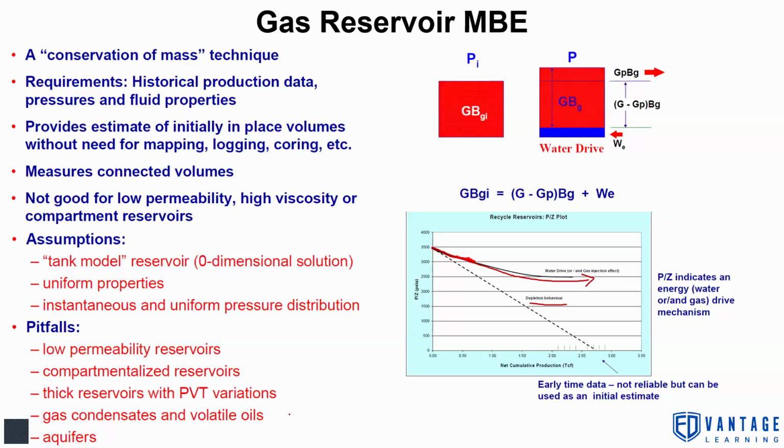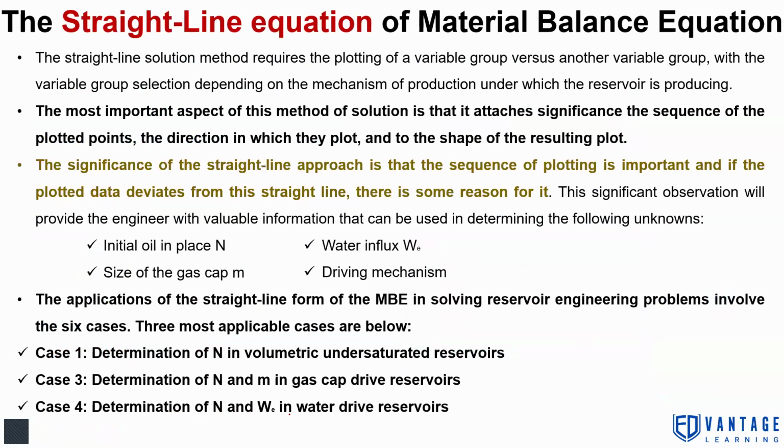Coming to the straight line equation of MBE, Havlena and Odeh are the two scientists who developed this equation. They converted the entire complex material balance equation into a straight line. The significance of the straight line approach is that the sequence of plotting is important, and if the plotted data deviates from the straight line, there is some reason for it. So we can estimate N, or oil in place, the water influx, the size of the gas cap, that is M, and what the driving mechanism is.